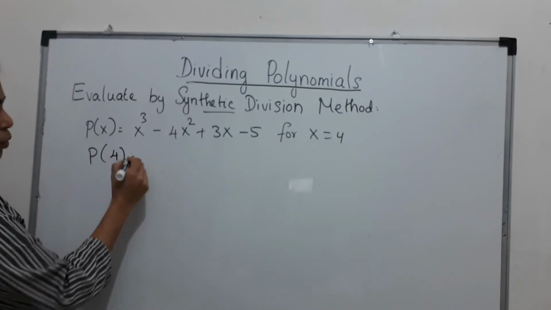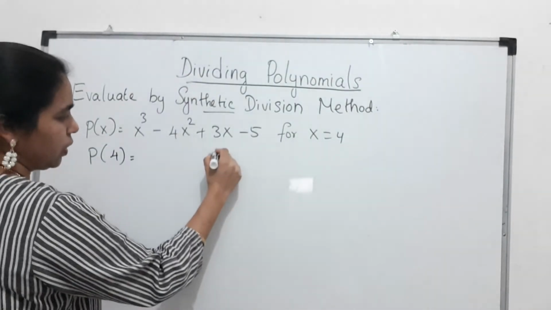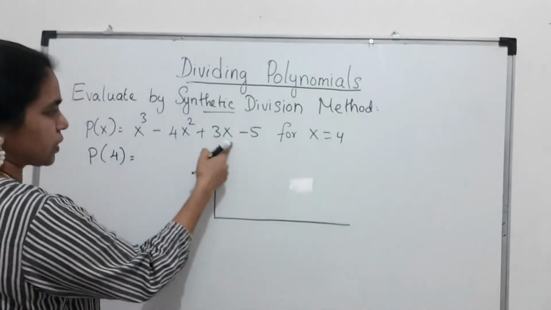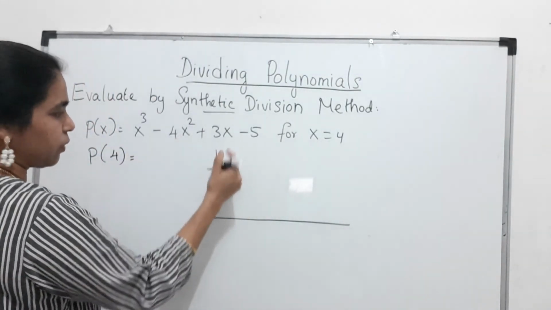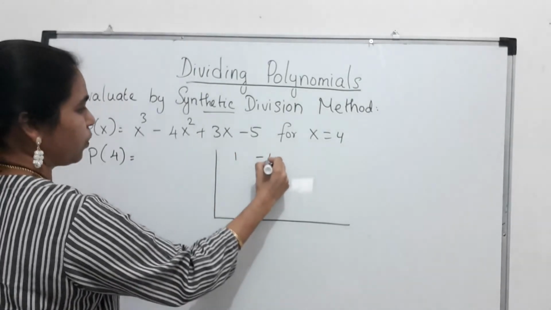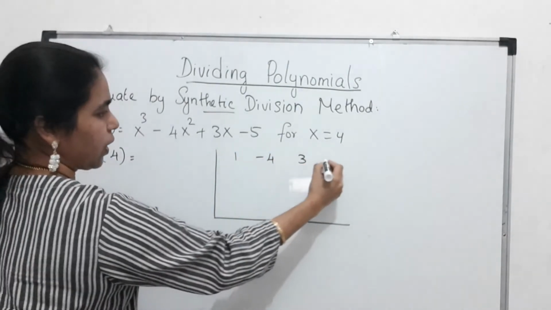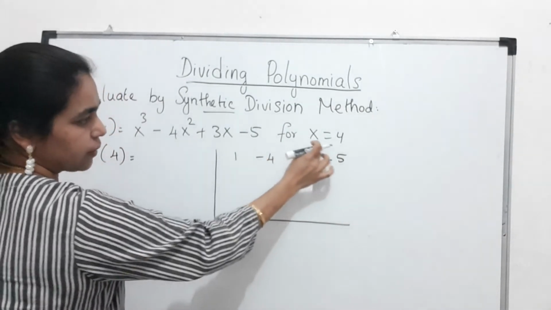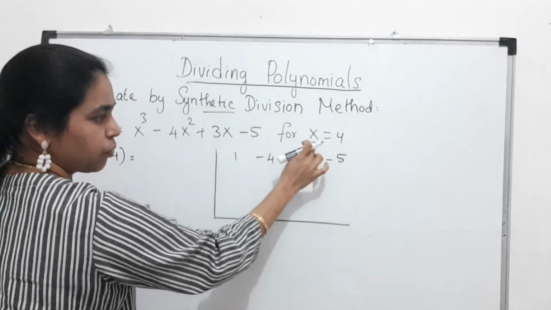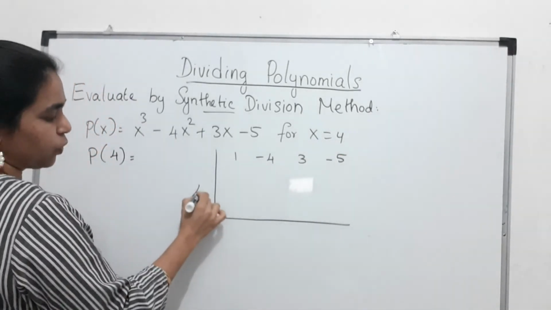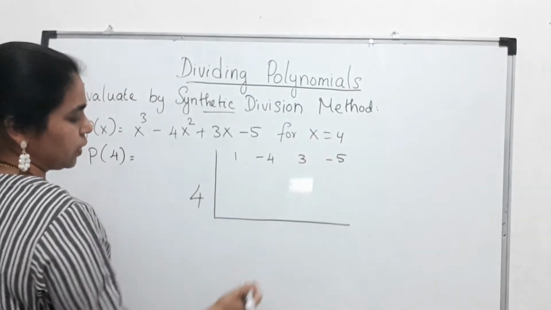Okay, so how can you do it using synthetic division method? Let's see, you have to follow the same way and you have to see whether it's in standard form. So write the coefficients here, 1, minus 4, 3 and minus 5. Okay, in here you don't have to change anything, because the x value is already found, x is equal to 4, so you have to write only 4 here.